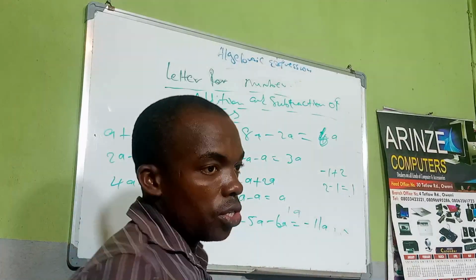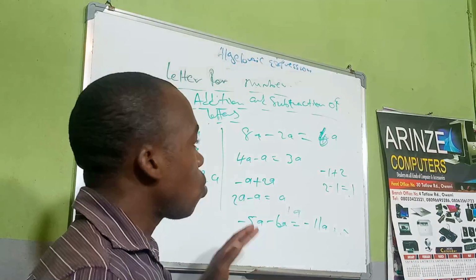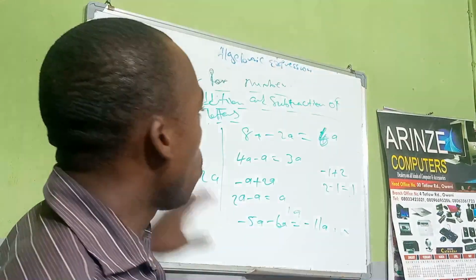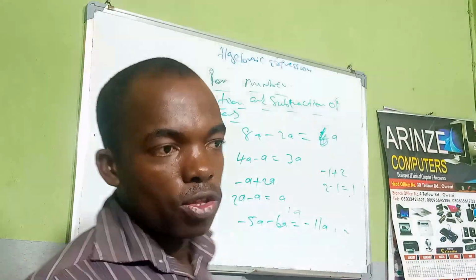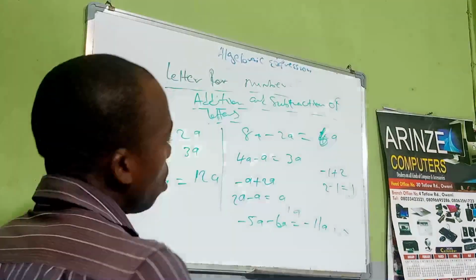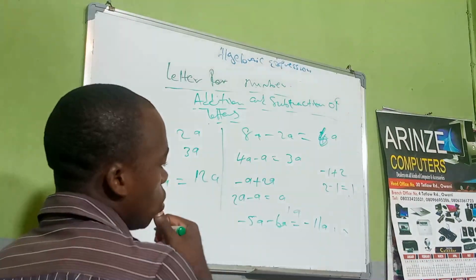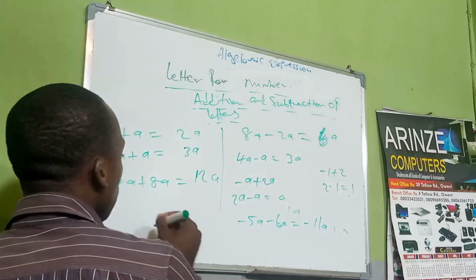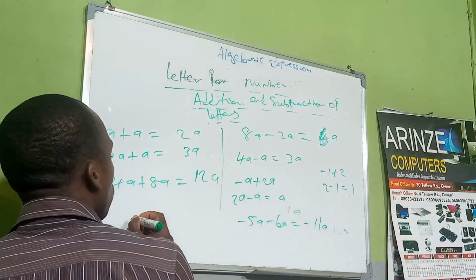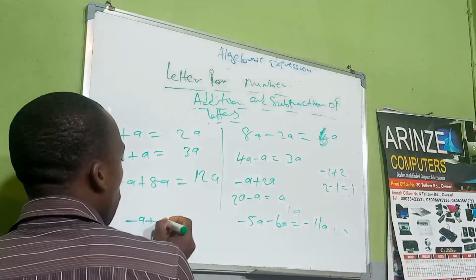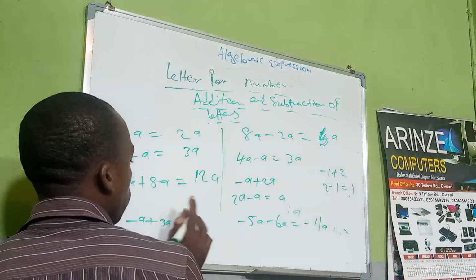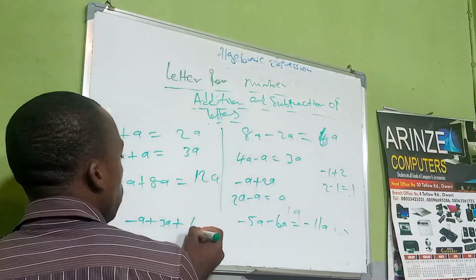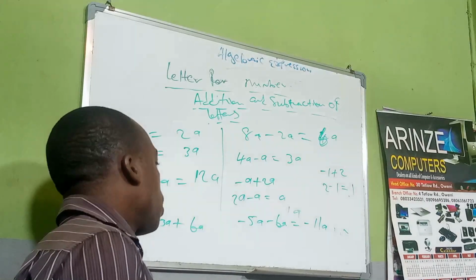Do you understand? So this is one of the problems we have in mathematics when it has to do with using letters with numbers. Which other thing again? Now look at this. If you have minus A plus 3A plus 6A, I see this.